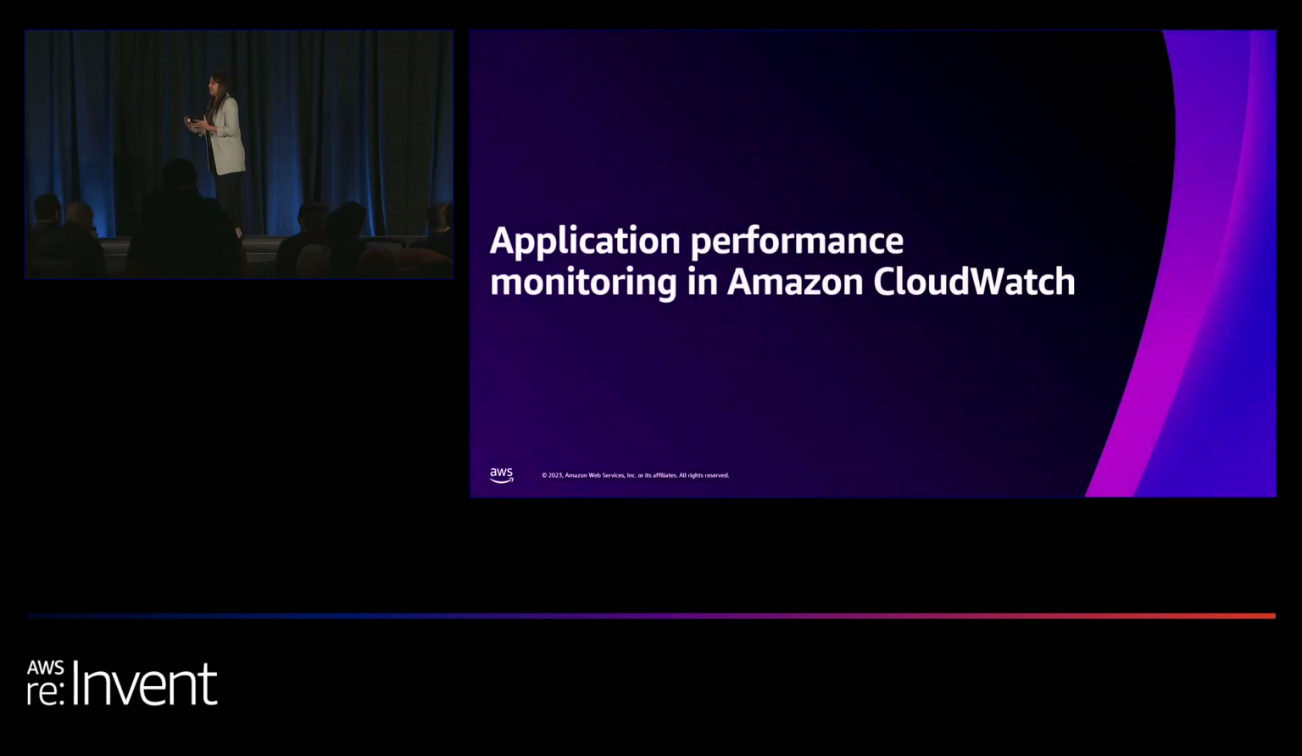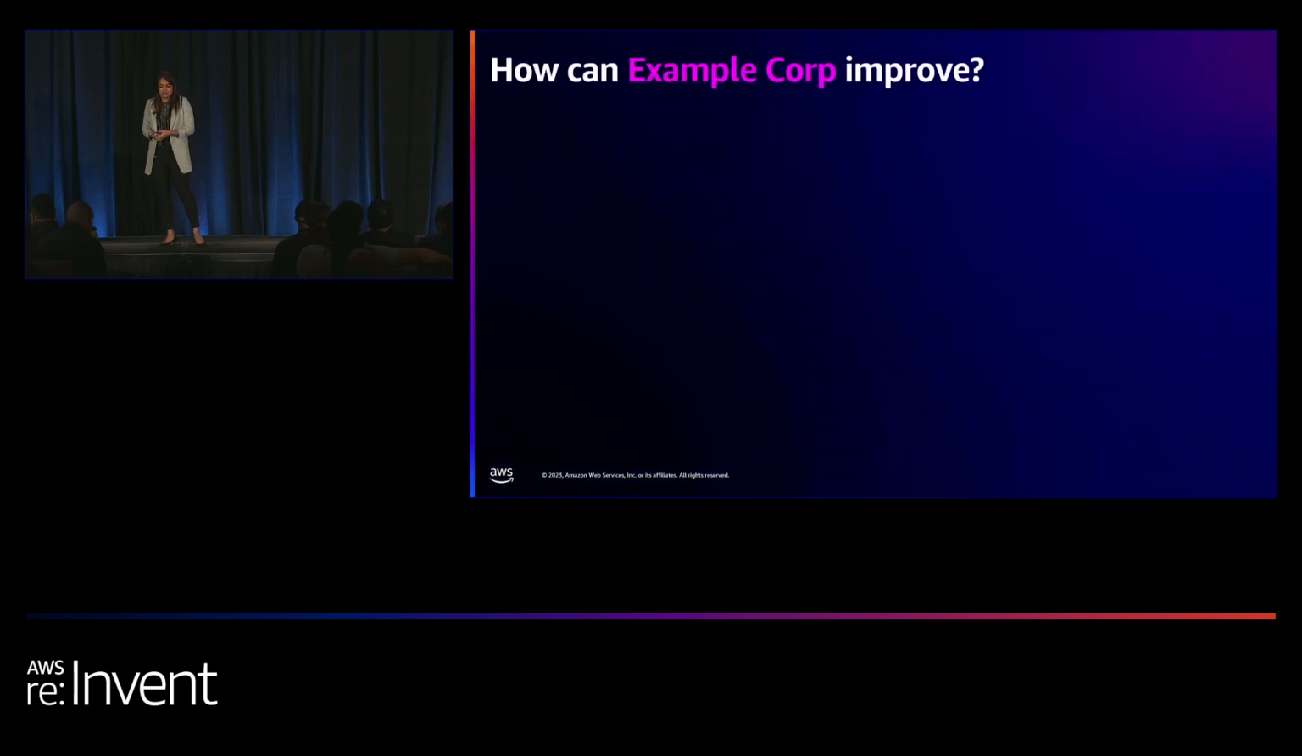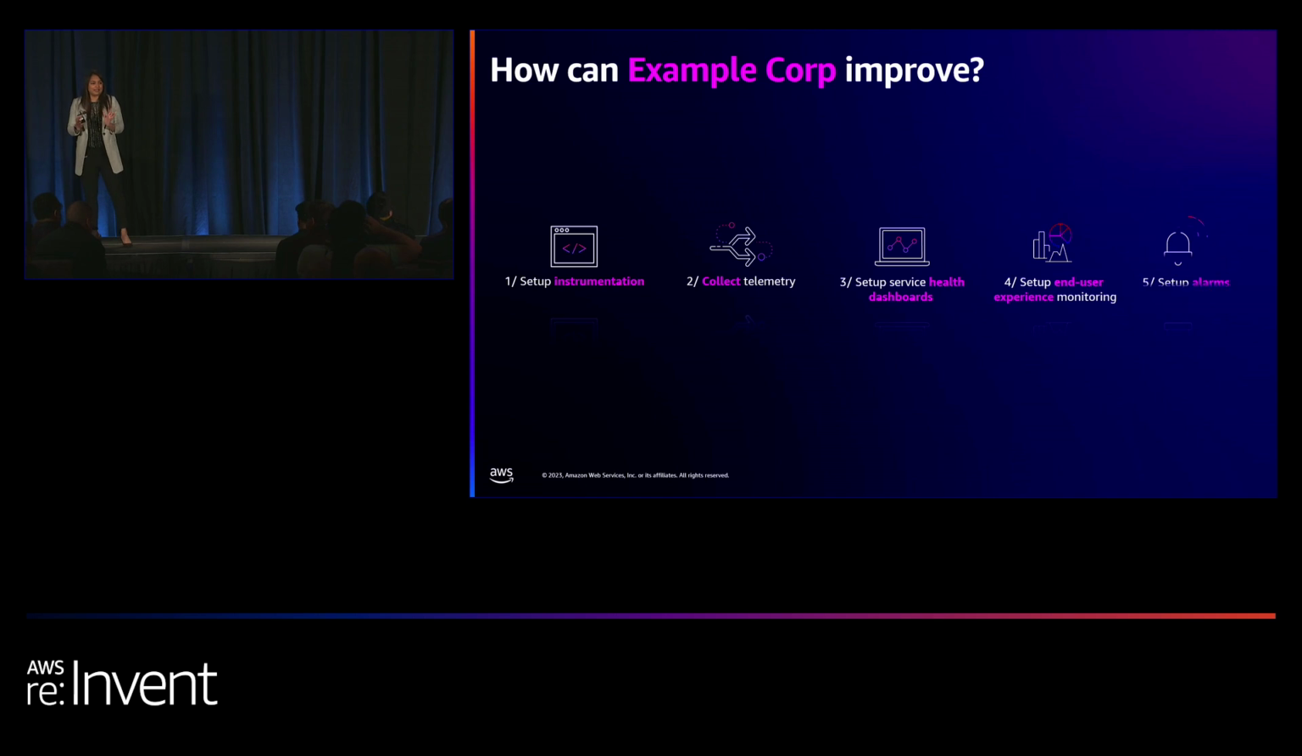With this, now that you've had a glimpse of how to think about the observability maturity model, let's talk about how we can make Example Corp more observability confident. So let's look at sort of the 5 key stages that we're going to talk about today. And this is how we think of observability.